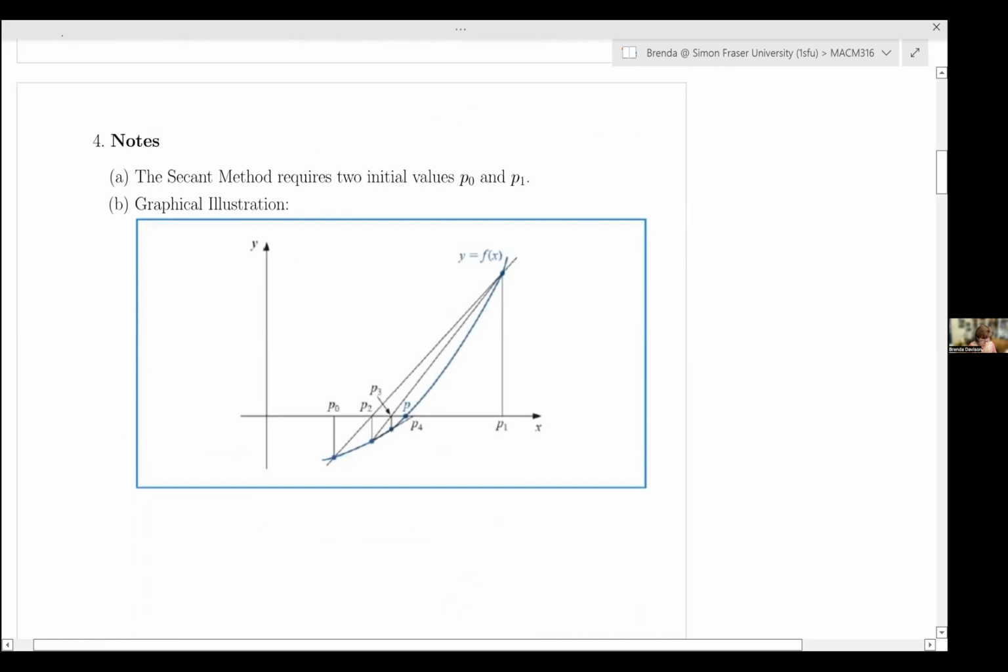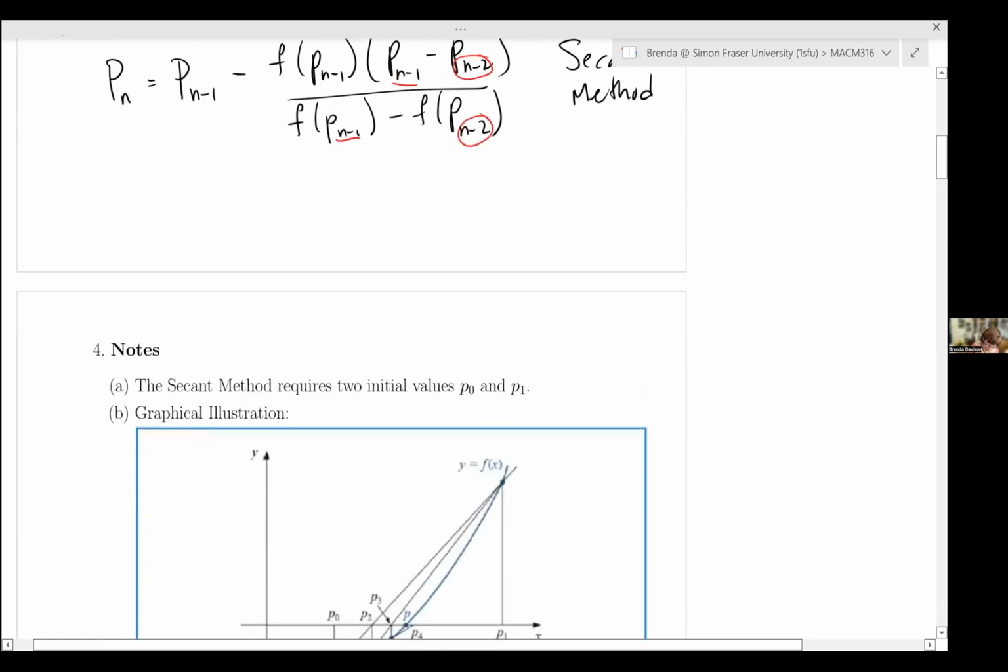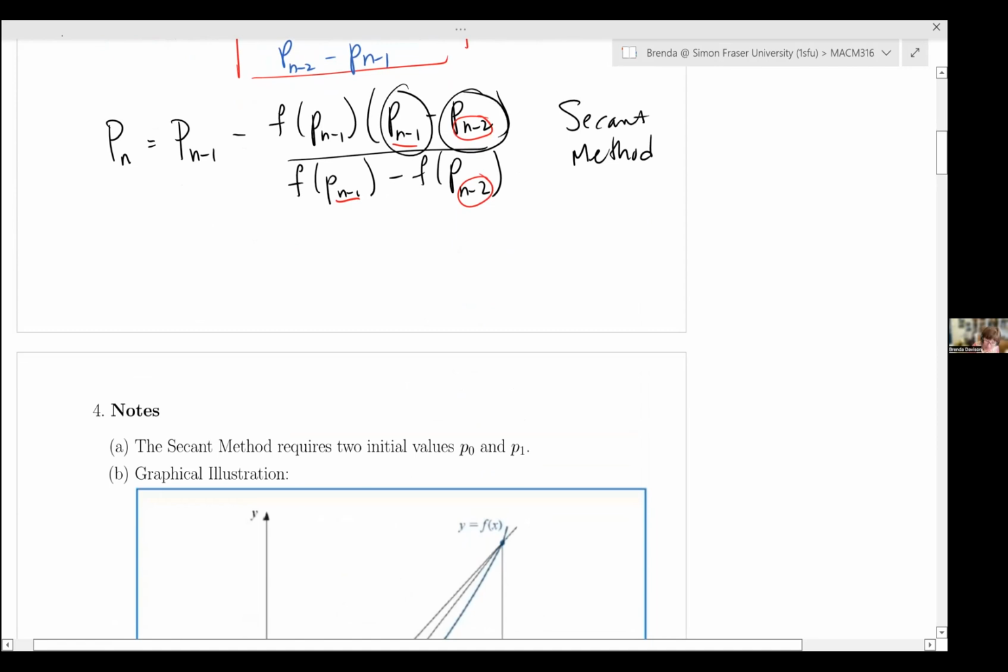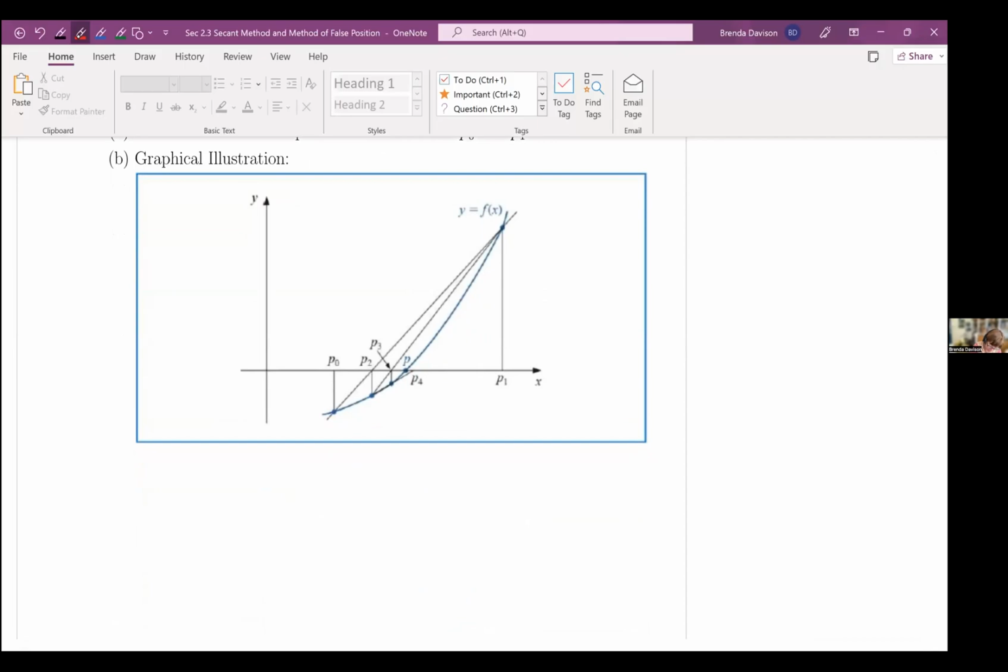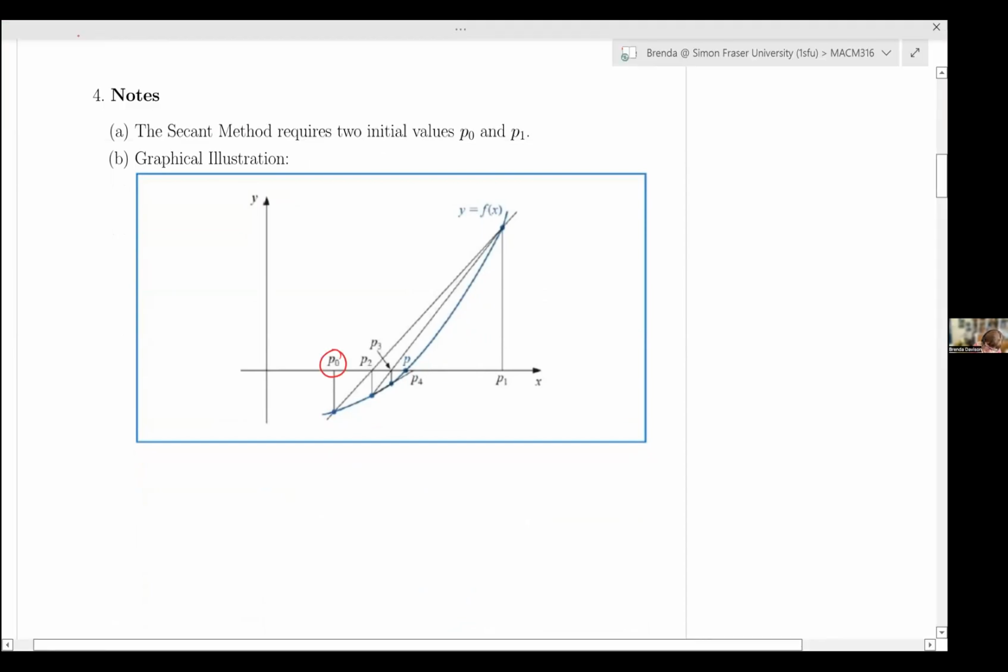Because we have this situation with Pn minus 2 and Pn minus 1, we actually need two initial values in order to start the secant method, P0 and P1. So we would pick those. In this illustration, we have chosen P0 right there and P1 right here, and you can see the secant line. That secant line crosses the x-axis right there, and that becomes the next estimate for our root. And then you keep finding those secant lines.